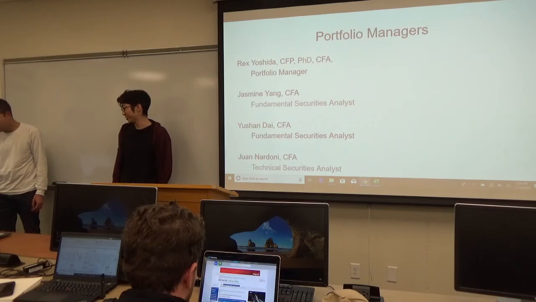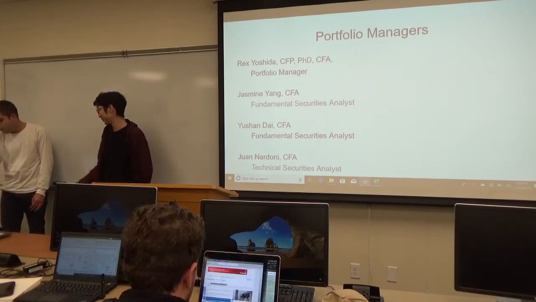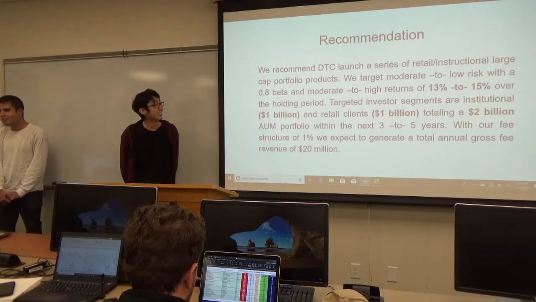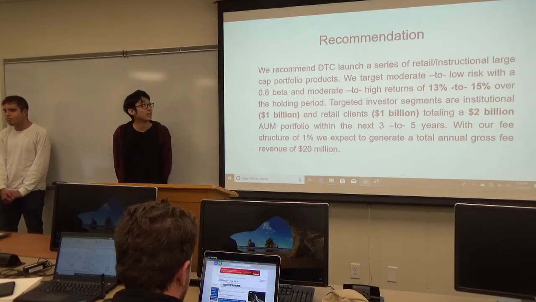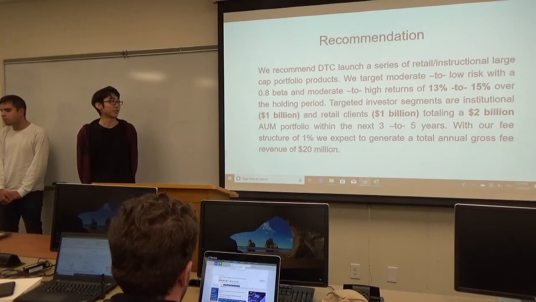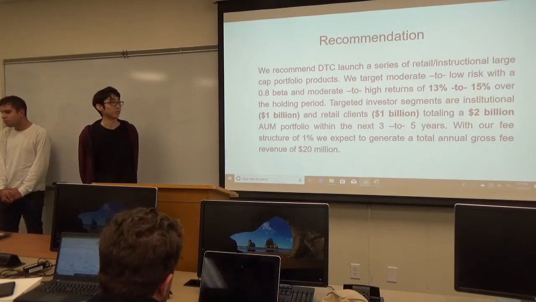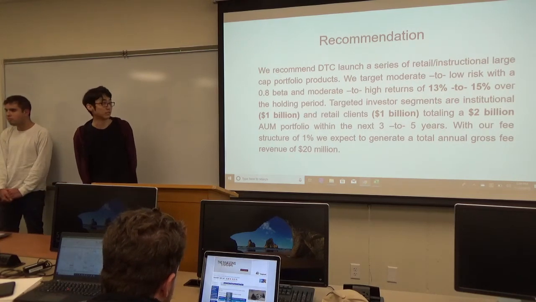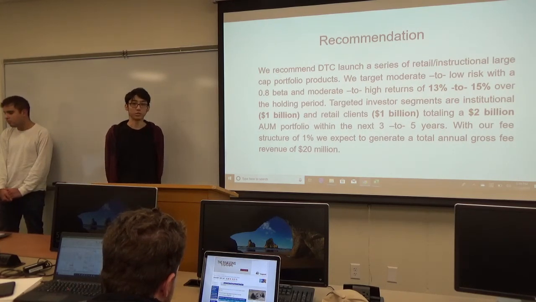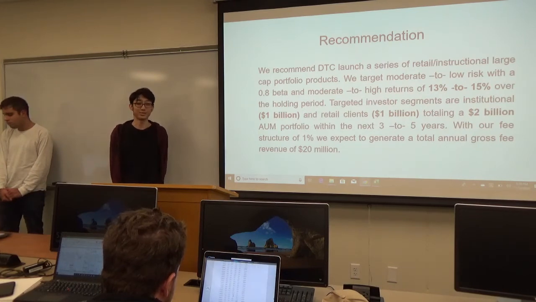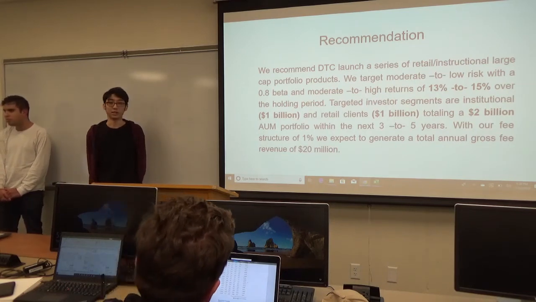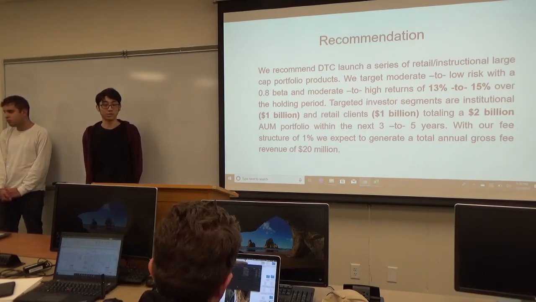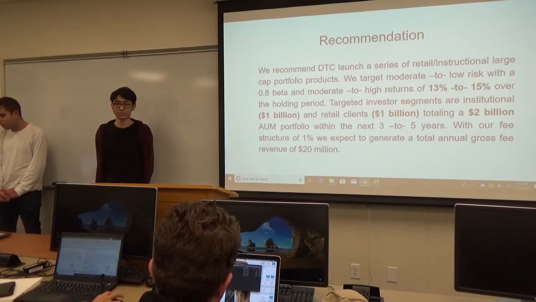And to reiterate our recommendation, our recommendation is a portfolio comprised of large cap stocks with a moderate to low risk 0.8 beta, as well as moderate to high returns of 13 to 15%, with raising a total of $2 billion over 5 years, with a 50-50 split between retail and institutional investors. And we plan to have a fee structure of 1%, generating $20 million over the holding period, or annually.